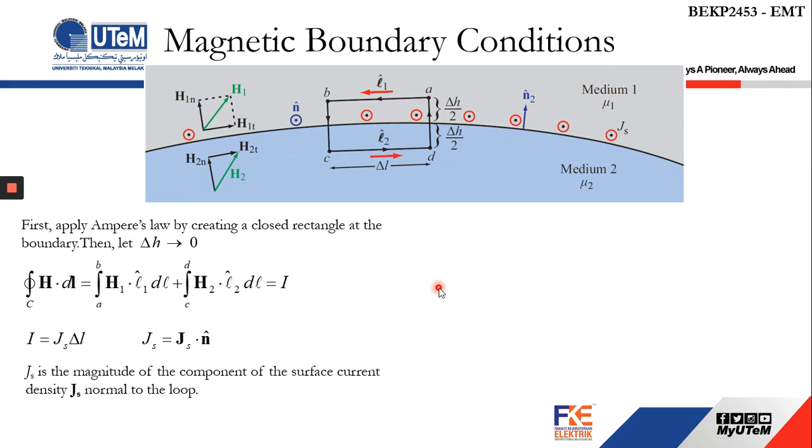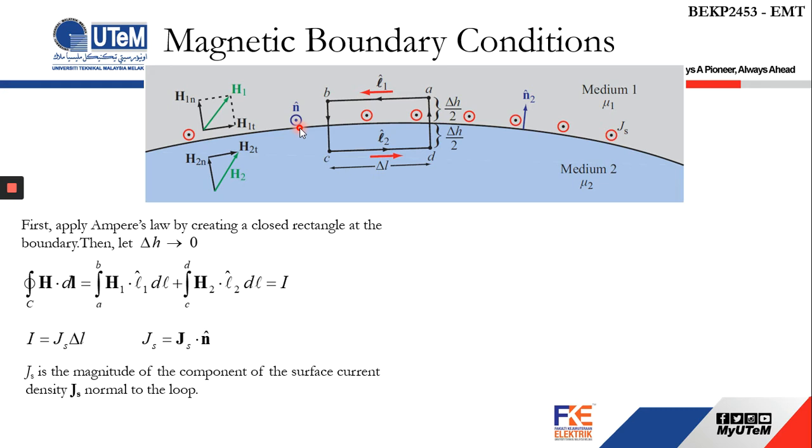Now, the current I is equal to Js multiplied by delta L. Js is the magnitude of the surface current density normal to the loop. So this is the loop, and normal to the loop is going up or down. Okay, so it can be written as this one. Please take note that Js here is the magnitude, but Js here is a vector with dot product with the direction of n. n is the direction of the surface current, which is heading towards us or going out of the page.